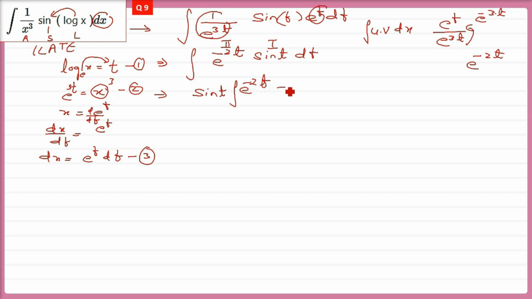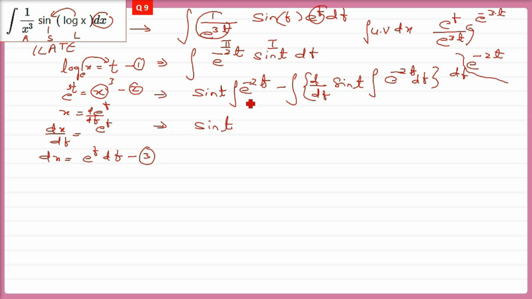So sin t comes outside, e raised negative 2t inside, that minus differentiation of sin t and then integration of e raised negative 2t dt. And then again integration will be done. So this is sin t. E raised negative 2t will be e raised negative 2t only. Then we have to differentiate negative 2t, negative 2 will come and that has to be kept in the denominator. So negative 2 will come in the denominator, minus integration.